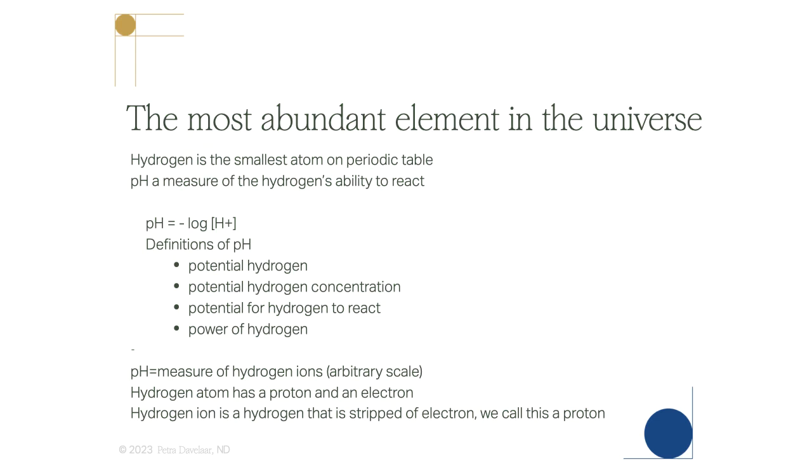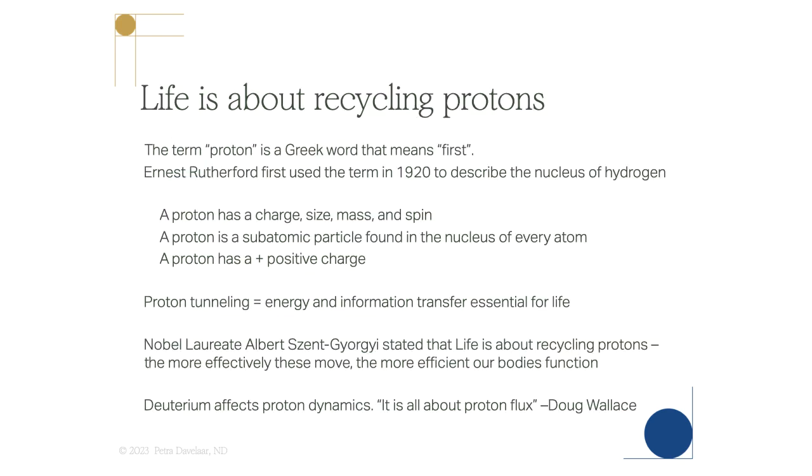Hydrogen is the most abundant element in the universe. pH is an arbitrary scale of the power of hydrogen or the potential of hydrogen to react. A hydrogen atom has a proton and an electron. A hydrogen ion is a hydrogen that is stripped of the electron. We call this a proton. The term proton is a Greek word that means first. Ernest Rutherford first used the term in 1920 to describe the nucleus of hydrogen.